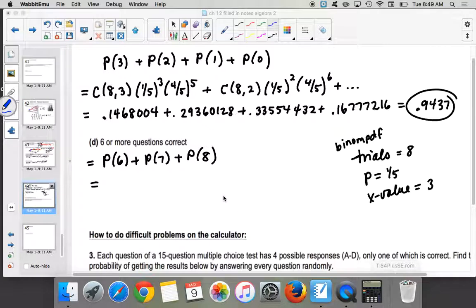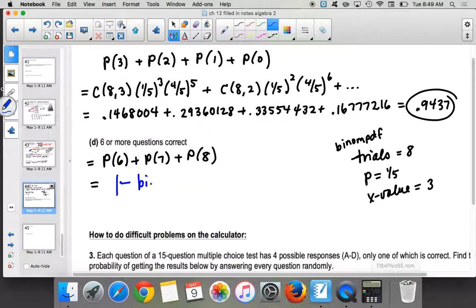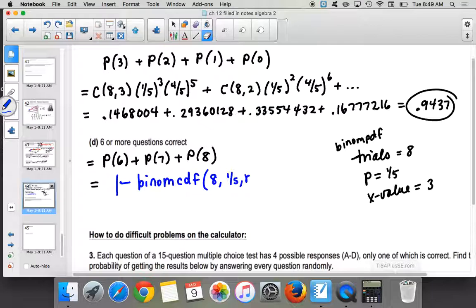So Binomial CDF up to what? Up to 5. Yes, that's exactly right. Do you guys see what she's saying? So we could do 1 minus the Binomial CDF, the cumulative sum, up to 5. The number of trials was 8, our probability is 1/5, and we're going to go up to R equals 5, because the cumulative sum starts at 0. So it's going to find the sum of the probability of 0, 1, 2, 3, 4, and 5. So what's the rest of it? It's the 6, 7, and 8.